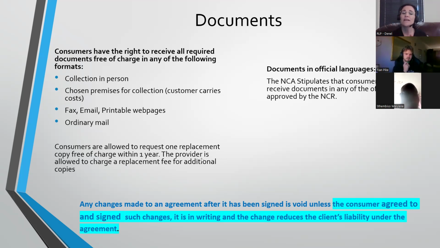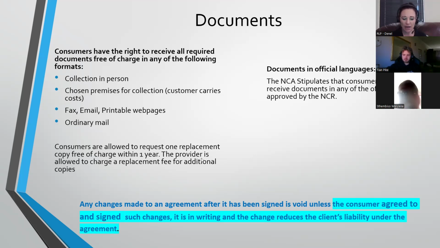Even though we can get the documents in any of the official languages, it does not necessarily mean that it will be the language of the consumer's choosing, because we don't know if that language is on the list. Okay. And then the last part, also in blue, any changes made to an agreement after it had been signed will be void unless the consumer agreed to these changes, they signed for these changes, it is in writing, and it reduces the client's liability under the agreement.